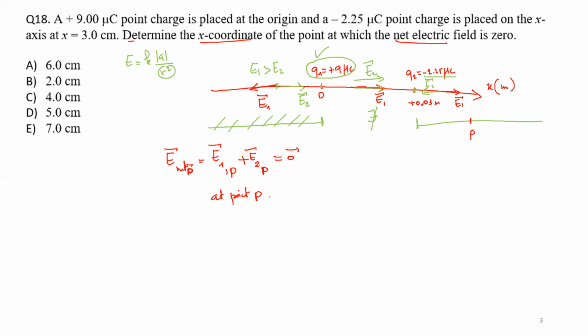So at point P, E1 at P is equal to minus E2 at P. The electric field created by charge 1 is equal in magnitude to the electric field created by charge 2, but opposite in direction.